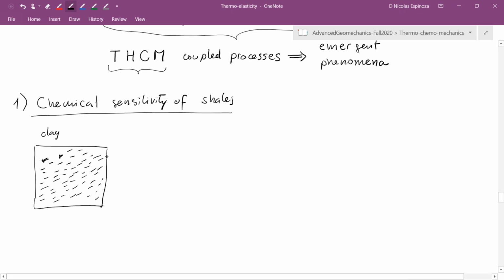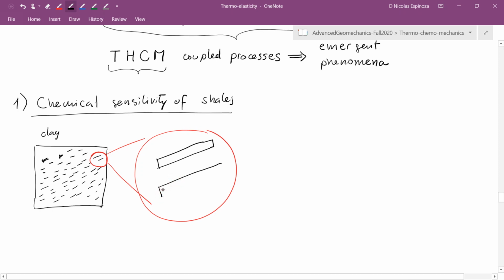If you were to zoom in on the clays, you will see that these mud rocks are composed of clay platelets that have one dimension which is much shorter than the other. So if we do a cross section, they look, let me put this one a little bit further, they look like these rectangular shapes that I'm drawing.